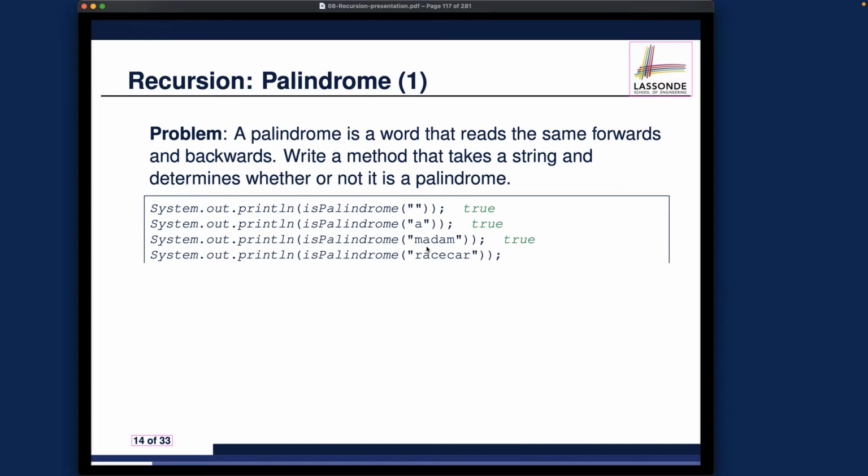Let's see one more example here. What about race car? Well, if you read from left to right, R-A-C-E-C-A-R. Right to left, R-A-C-E-C-A-R. So it's also a palindrome. Read the same, forwards and backwards. What about man? Well, it's not a palindrome, right? M-A-N, if you read from left to right, N-A-M, if you read from right to left. It's a different string when you read forwards or backwards. So it should be false.